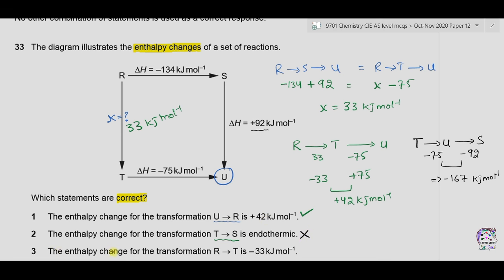Option 3. The enthalpy change for the transformation R to T is negative 33 kilojoules per mole. As from R to T we have calculated the value and it is positive 33, so therefore option 3 is also incorrect. As only option 1 is correct, so therefore answer is D.